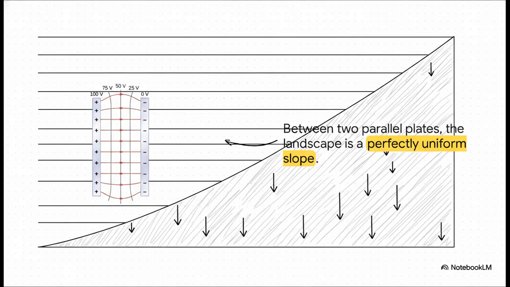So, what about the space between two charged metal plates, like what you'd find inside a capacitor? Well, in that case, the landscape is a perfectly uniform, constant slope, like a perfectly smooth ramp. The equipotential lines are all evenly spaced and parallel. This means you have a uniform electric field. The slope is exactly the same no matter where you are on that ramp.